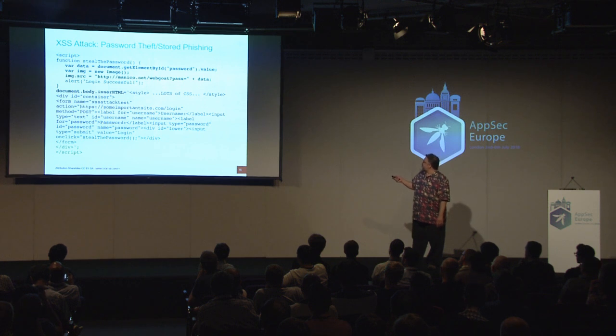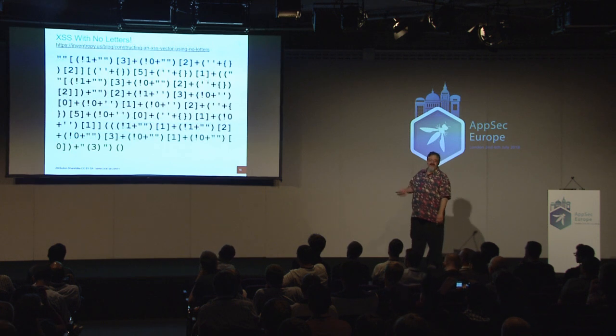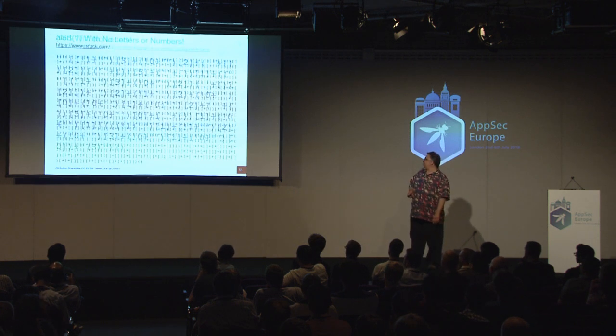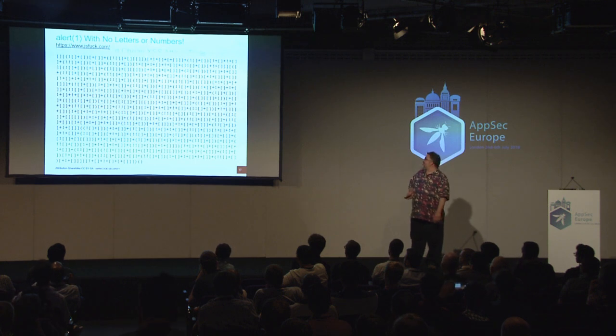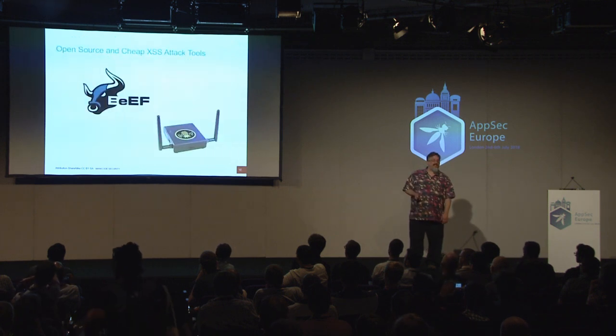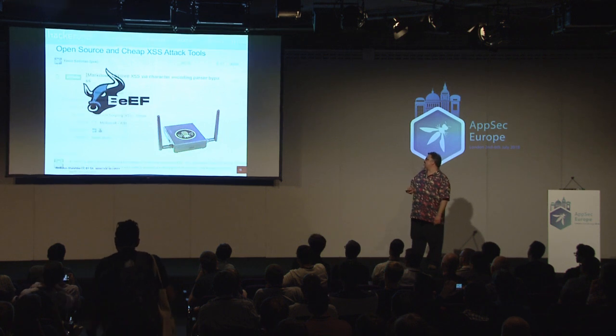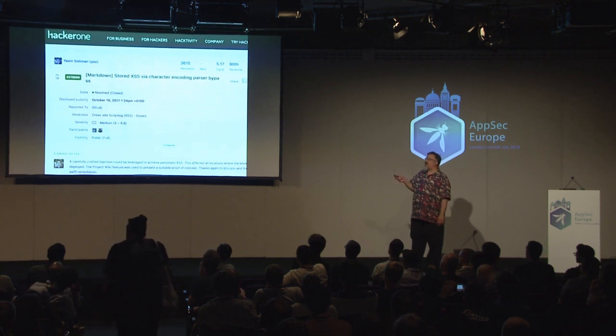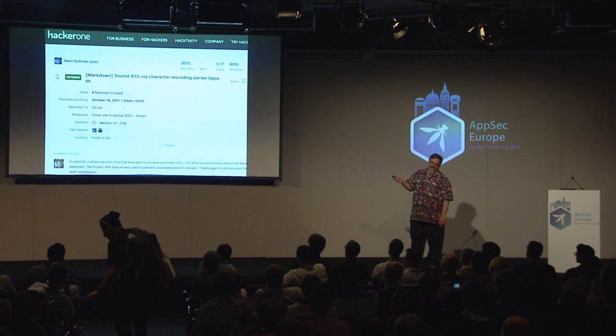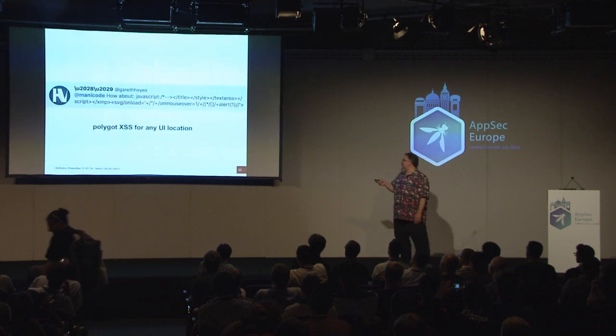Here I am with XSS, where I'm trapping the password submission event and using that same image trick to steal your password. Here's XSS with no letters. Here's XSS with no letters or numbers. Here's XSS against your entire city, using BeEF and an intercepting proxy. Here's, oh yeah, just use Markdown. Well, here's XSS against Markdown, right? Here's XSS that's a polyglot from one of the best in the world, Gareth Heyes.